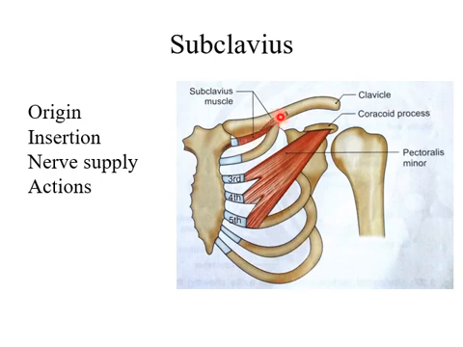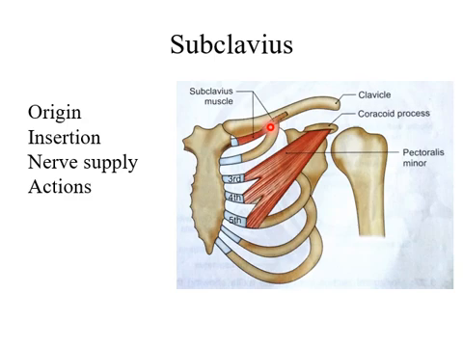On the inferior surface of the clavicle, there is a groove which is called as subclavian groove, and this subclavius muscle gets inserted on the subclavian groove. This subclavius is supplied by the nerve to subclavius. The nerve to subclavius is a branch of upper trunk of the brachial plexus. And what is the action? The subclavius muscle steadies the clavicle during the movements of the shoulder. So it helps in steadiness of the clavicle.